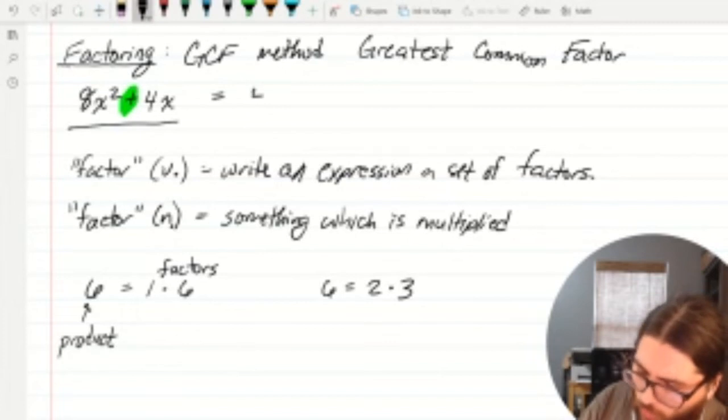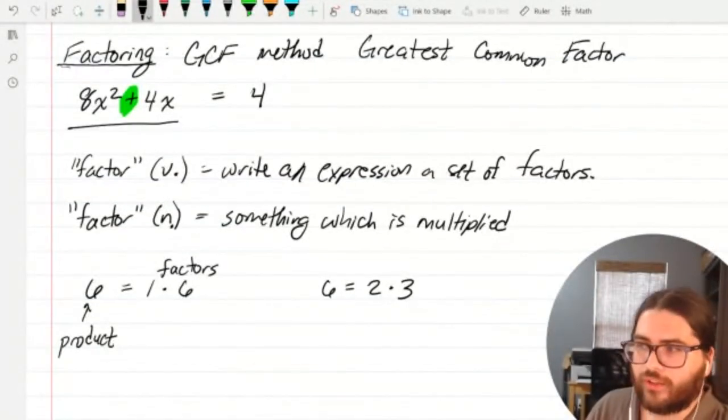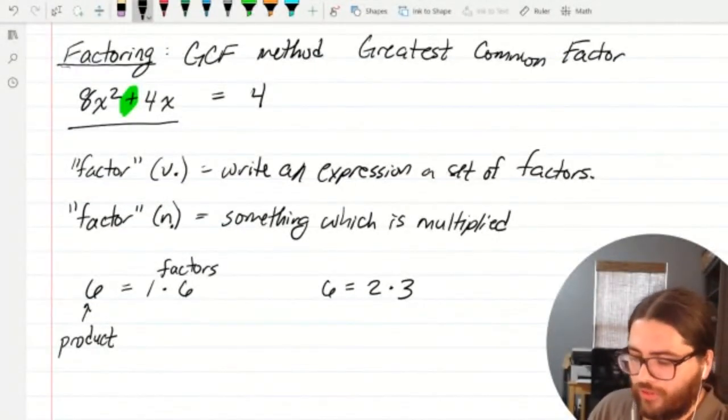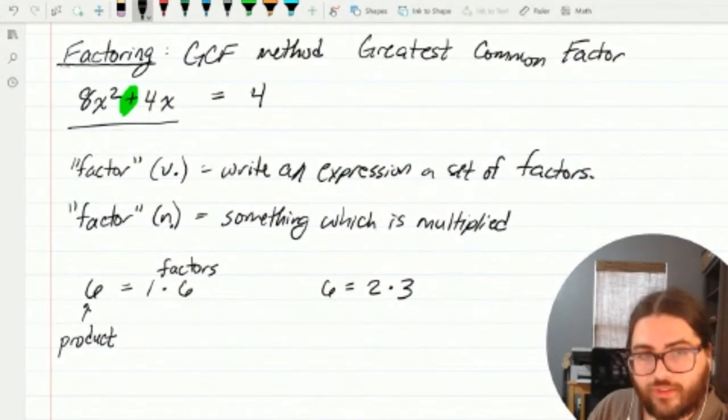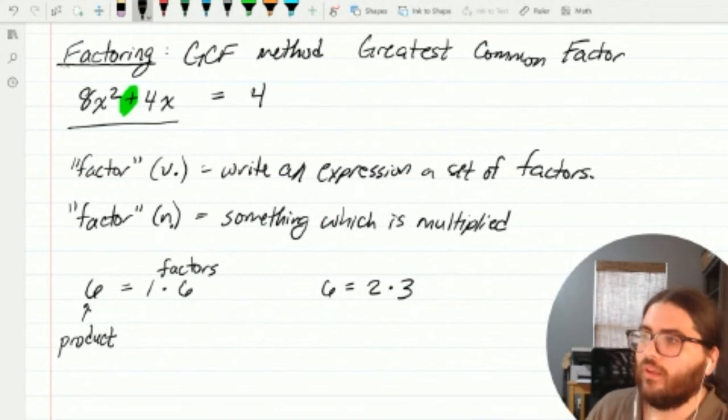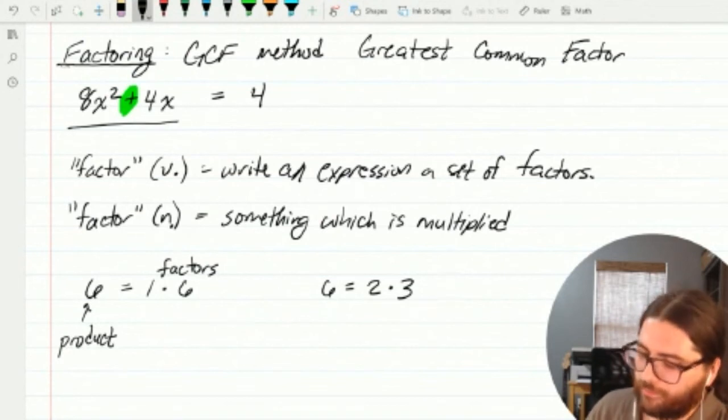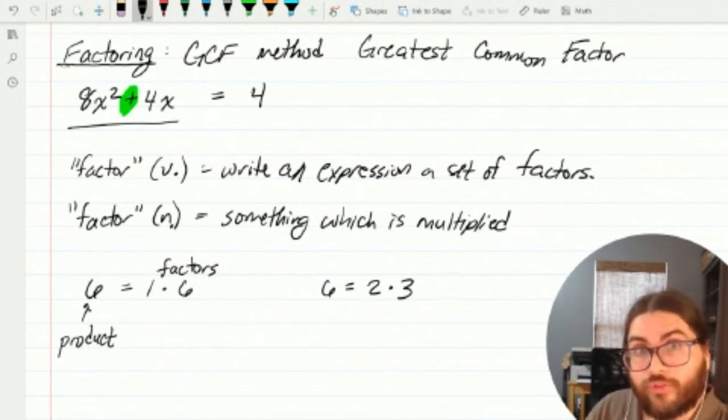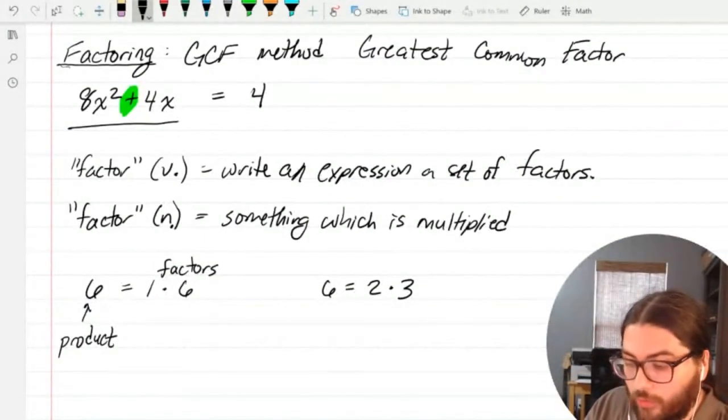Well, it looks like 4 is the greatest common factor number part. Yeah, 4 is a factor of 8, and 4 is a factor of 4. That makes it the greatest common factor. Also, I have some variables here because there are variables in common.